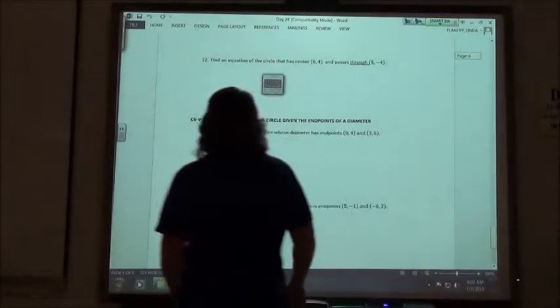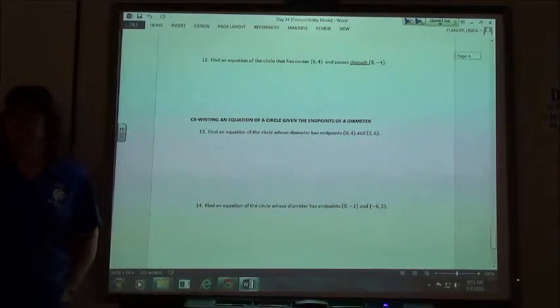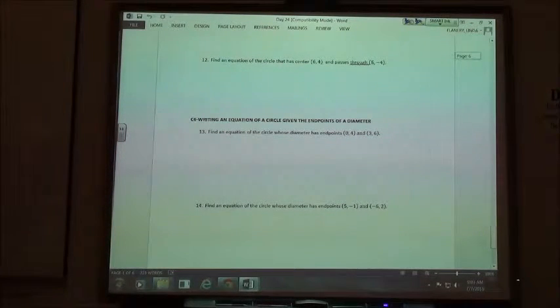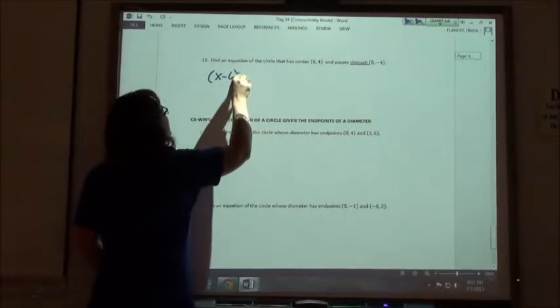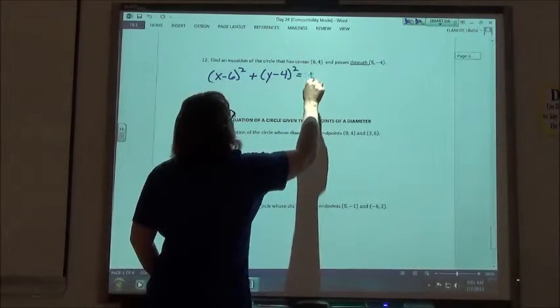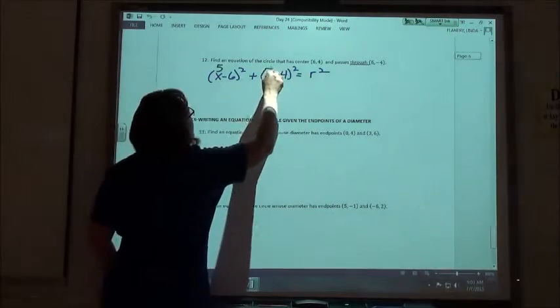So number 6, if I want to find the equation of the circle that has a center at 6, 4 and passes through the point 5, negative 4. Starting out, putting my center in, my equation would look like what? x minus 6 squared plus y minus 4 squared equals r squared. Okay, plugging in our 5 and our negative 4, we would then get what?